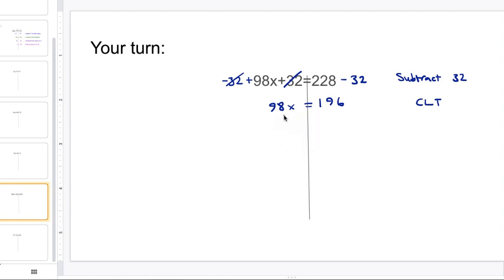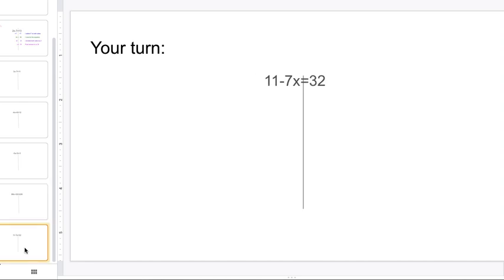Which I know is 98 times 2, which is really nice, okay, so I'm going to divide by 98, and that's going to give me a combined like terms again of x equals 2. Look at that. Okay, nice and tidy, right? Right. And finally, one last example here.